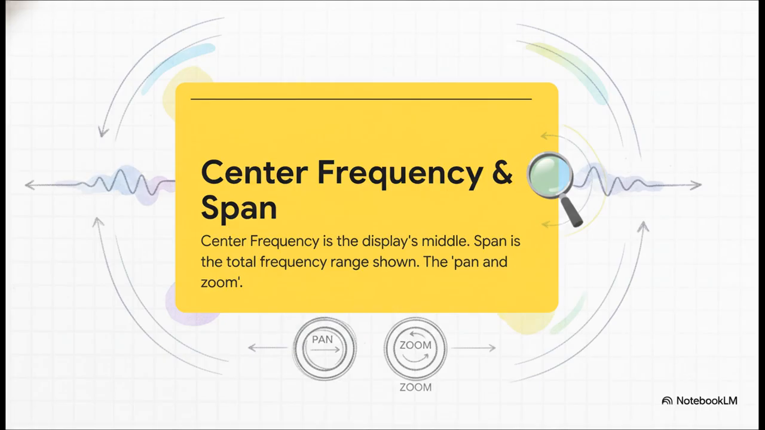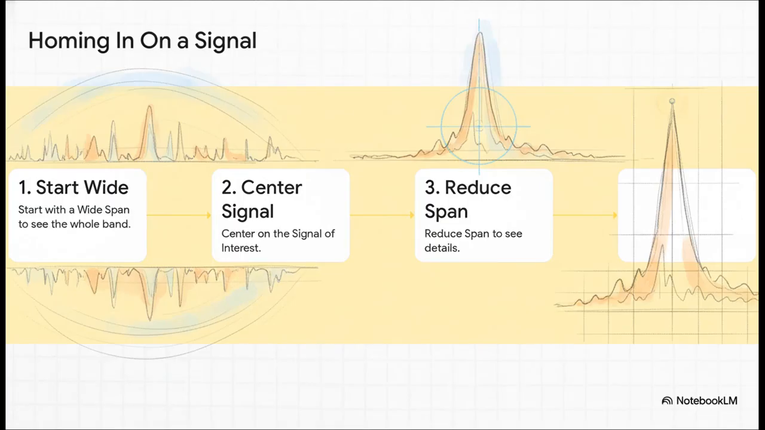Center frequency lets you pan the camera left or right to point your view at a specific spot. And span? That's your zoom lens. You can zoom way out to get a huge overview or zoom way in to see the tiniest details of a signal. So actually homing in on a signal is a really simple 4-step process.